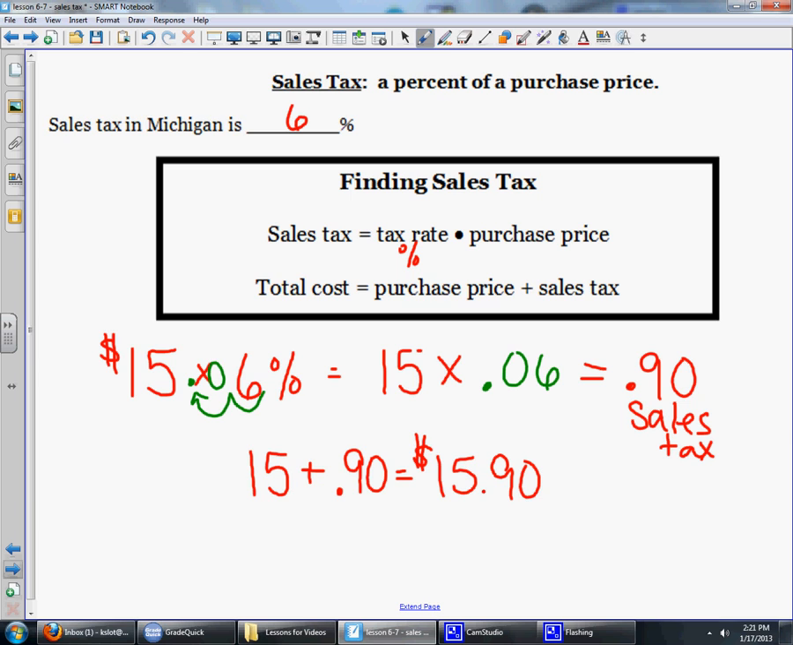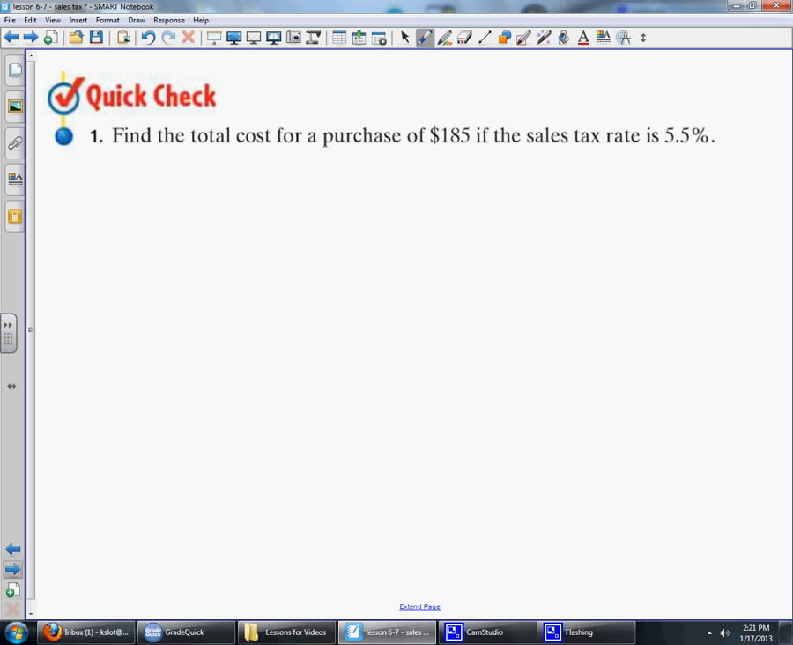This is the sales tax, the 90 cents. This here is the total cost of your purchase. So let's look at this example. I want you to try this on your own. Find the total cost for a purchase of $185 if the sales tax rate is 5.5%. So we're not going to use the 6% in Michigan.